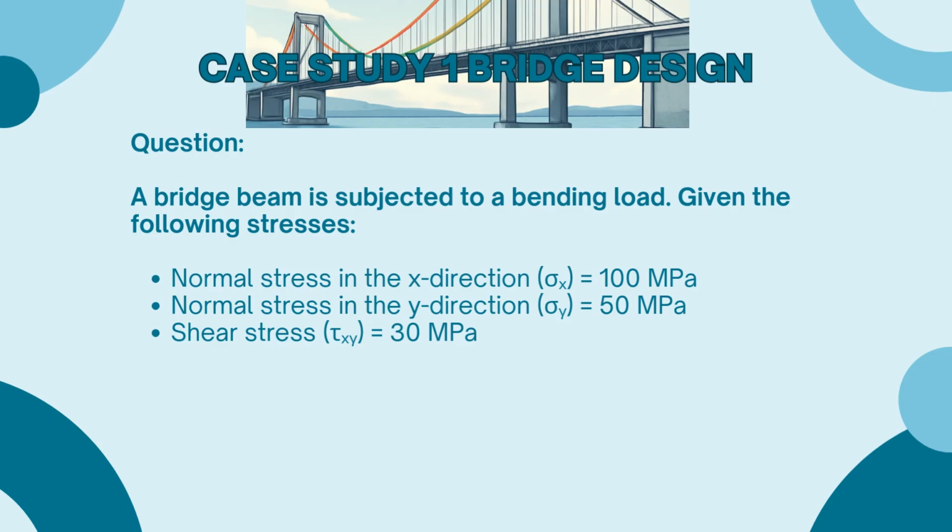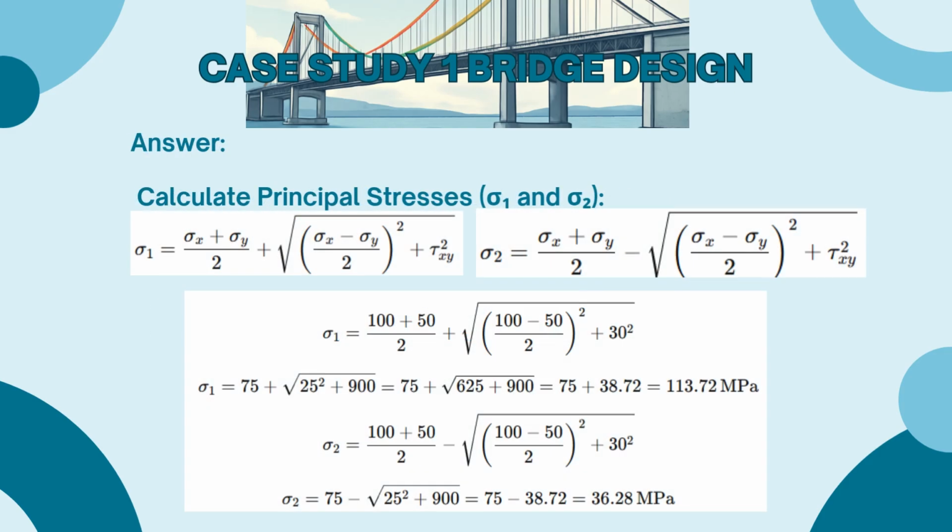Now, let's move on to the question for the bridge design case study. We are given a bridge beam subjected to a bending load, and we are provided with the following stresses. Normal stress in the x direction, sigma x, equals 100 megapascals. Normal stress in the y direction, sigma y, equals 50 megapascals. Shear stress, tau xy, equals 30 megapascals. These values will help us calculate the principal stresses and maximum shear stress using stress transformation techniques.